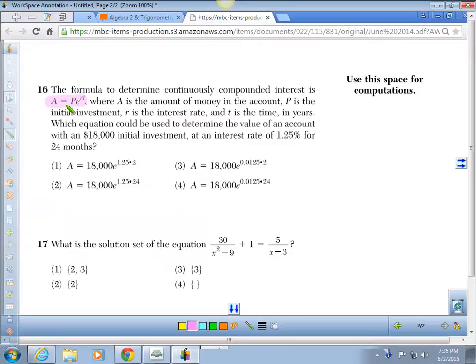We call e our natural base. e is our natural base, right? And we've got two places for it on our calculator where we can find it. So we've got our formula here.